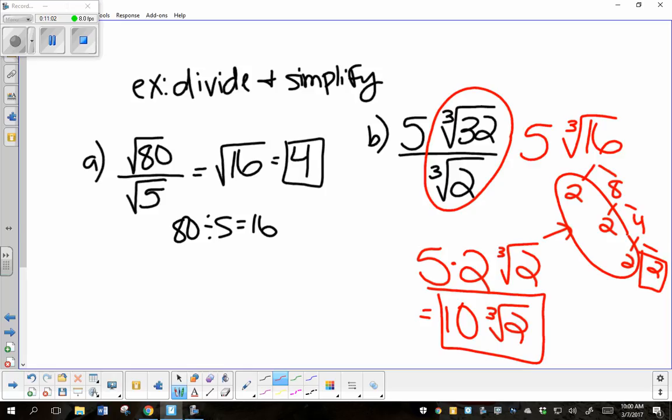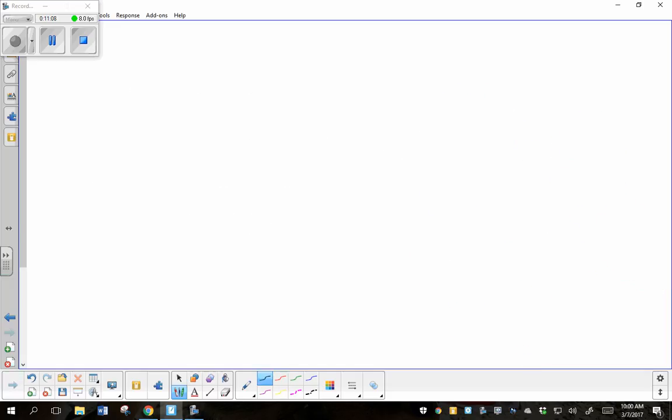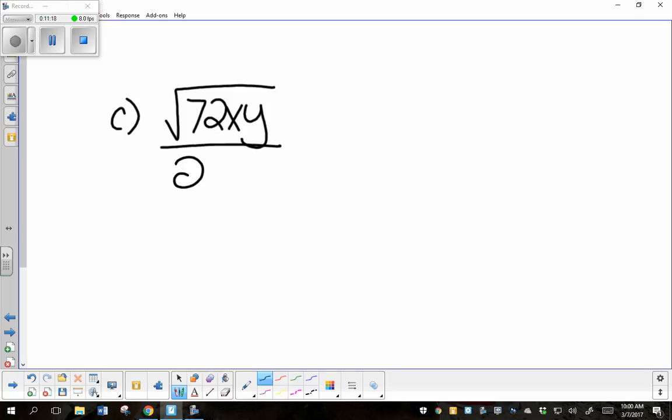We have 2 more problems before we're done with the front page of notes. All right. Next one. We've got the square root of 72xy over 2 square root 2.